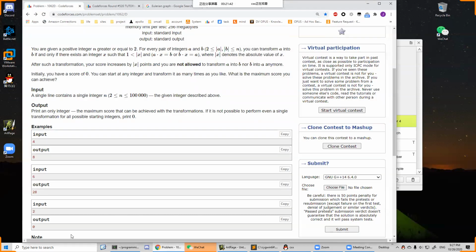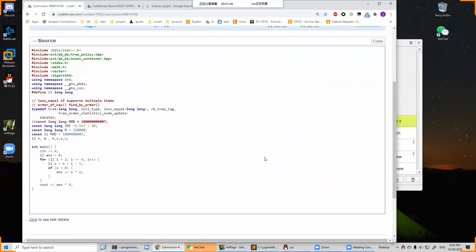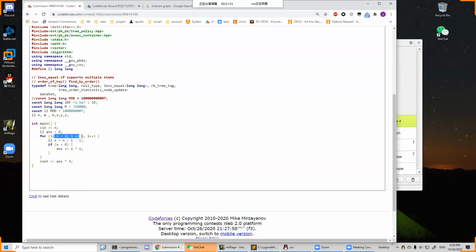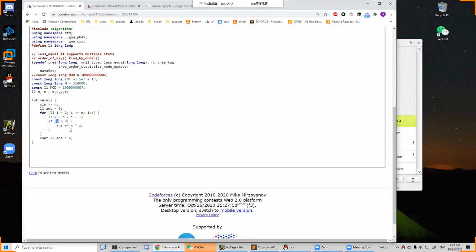Let's take a look at the code here. So really simple code. We read the n and keep the answer. And we are going to iterate the score of each kind of bridge, right? First, we find the bridges with the score i. And we are going to find out how many bridges there are. So we use n divided by i and minus 1. So this is the number of bridges with the score i. And if the number is bigger than 0, we just add the total score into the final answer, right? The total score is the number of bridges multiplied by the score of the bridge. And in the end, we are going to multiply by 4 because there are another 3 sets of bridges, right? So I guess that's it.